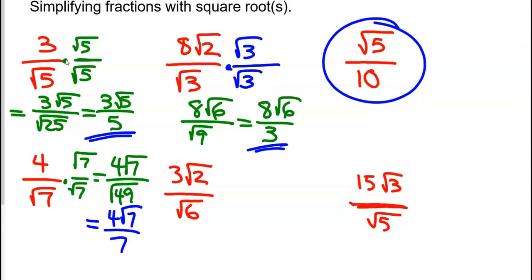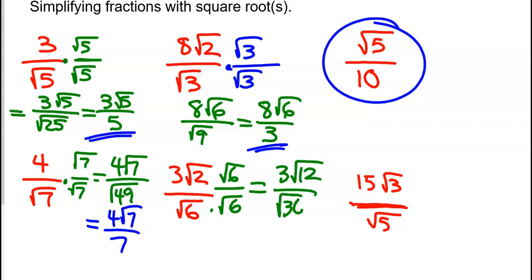Again, the fraction from here cannot be simplified further, since 4 and 7 do not have any factors other than 1. The next one, we'll multiply both by the square root of 6 over the square root of 6. What I end up with is 3 root 12 over the square root of 36.